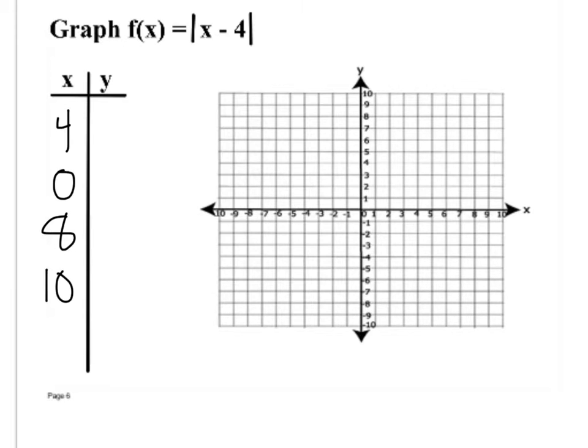So, if I put in 4 for x, what is 4 minus 4? 0. What's the absolute value of 0? 0. So I write this point out: (4, 0). It's right there. Okay. What's 0 minus 4? Negative 4. What's the absolute value of negative 4? 4. So I write my coordinate (0, 4). I pick 8. What's 8 minus 4? What's the absolute value of 4? So I go to (8, 4).